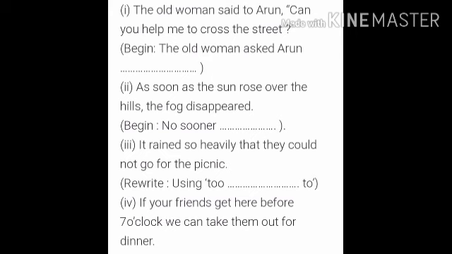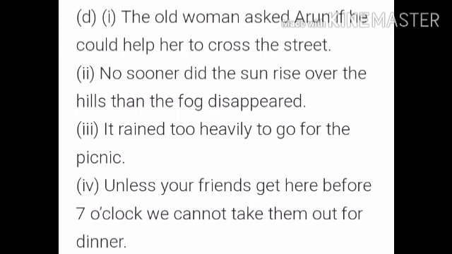The fourth one: If your friends get here before 7 o'clock, we can take them out for dinner. You need to begin with "unless". So we'll write it as: Unless your friends get here before 7 o'clock, we cannot take them out for dinner. Now here you can see the answers are there. You can just go through them once again.